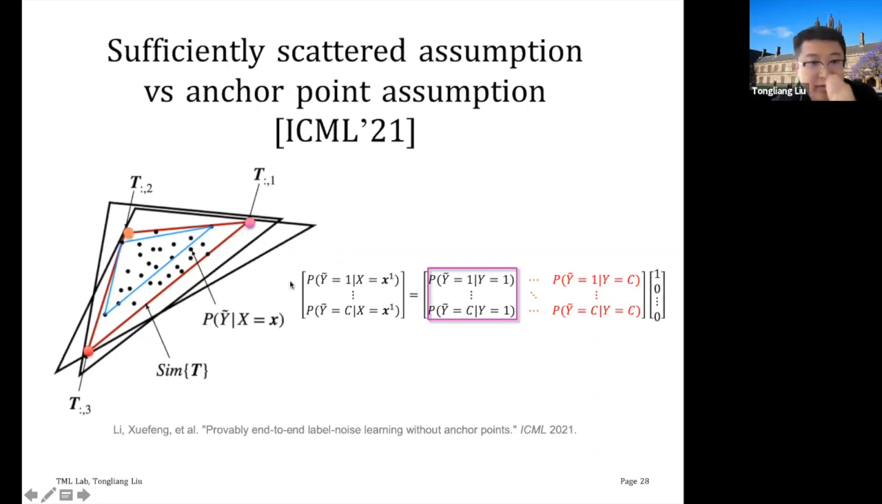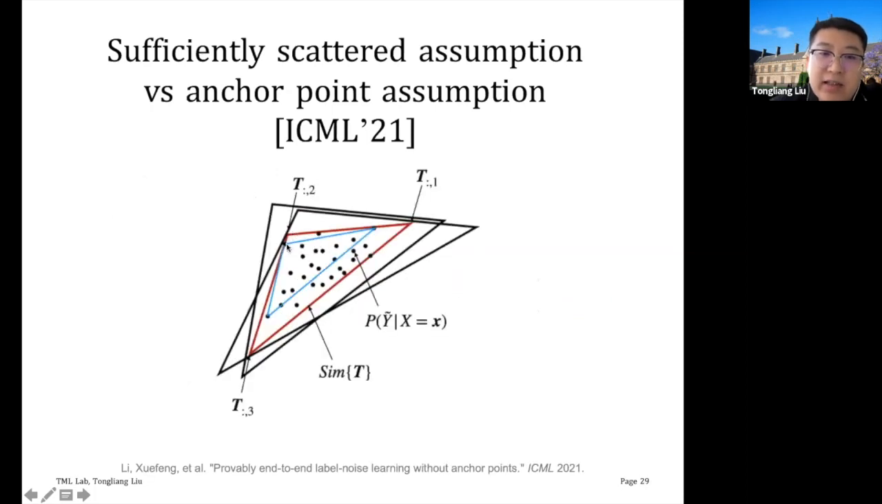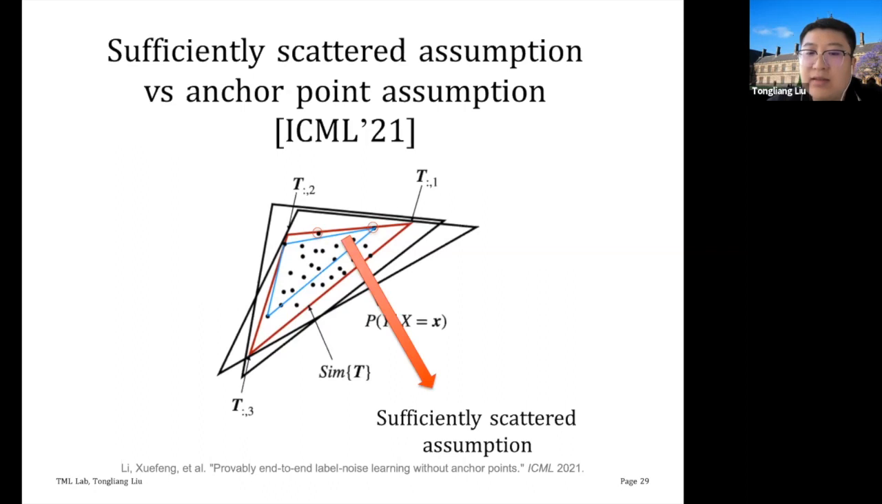But we have the question, if we want to identify the extreme ray, do we really need the anchor point? Okay, the answer is negative. So when we want to identify this right triangle, we may just identify, for example, the edge. When we identify 3 edges, we can also identify this normalized convex hull. So we summarize the properties to identify the edges by introducing a new assumption, which is a sufficiently scattered assumption. When we have such an assumption, the right triangle can be identified by the triangle which has the minimum volume, which includes all the noisy class posteriors. Okay, this can be proved.